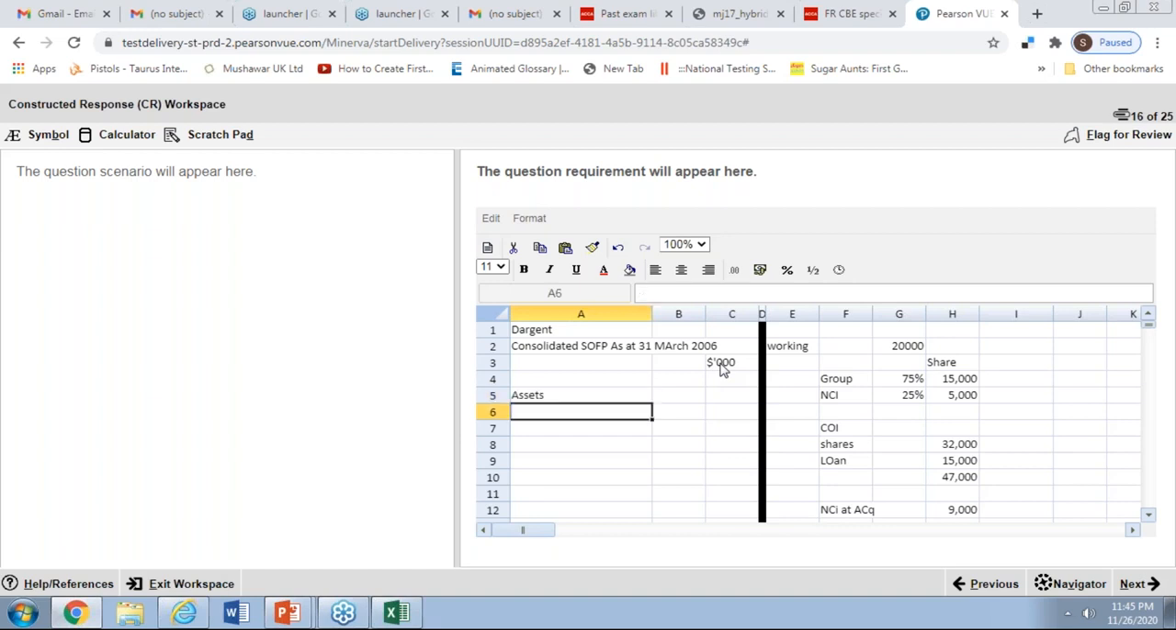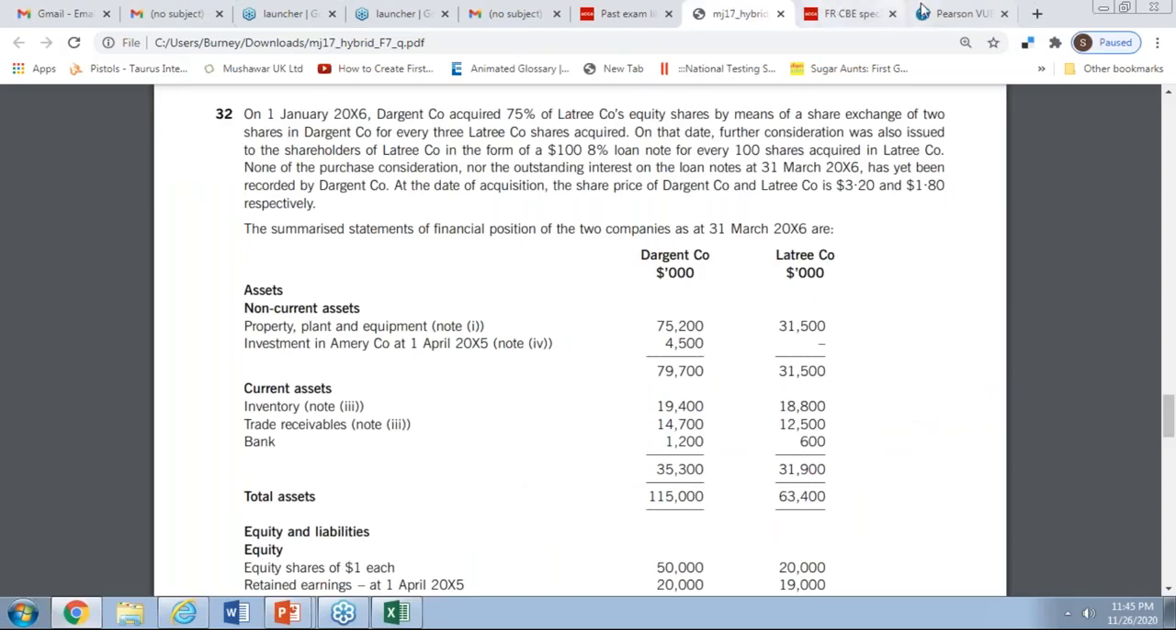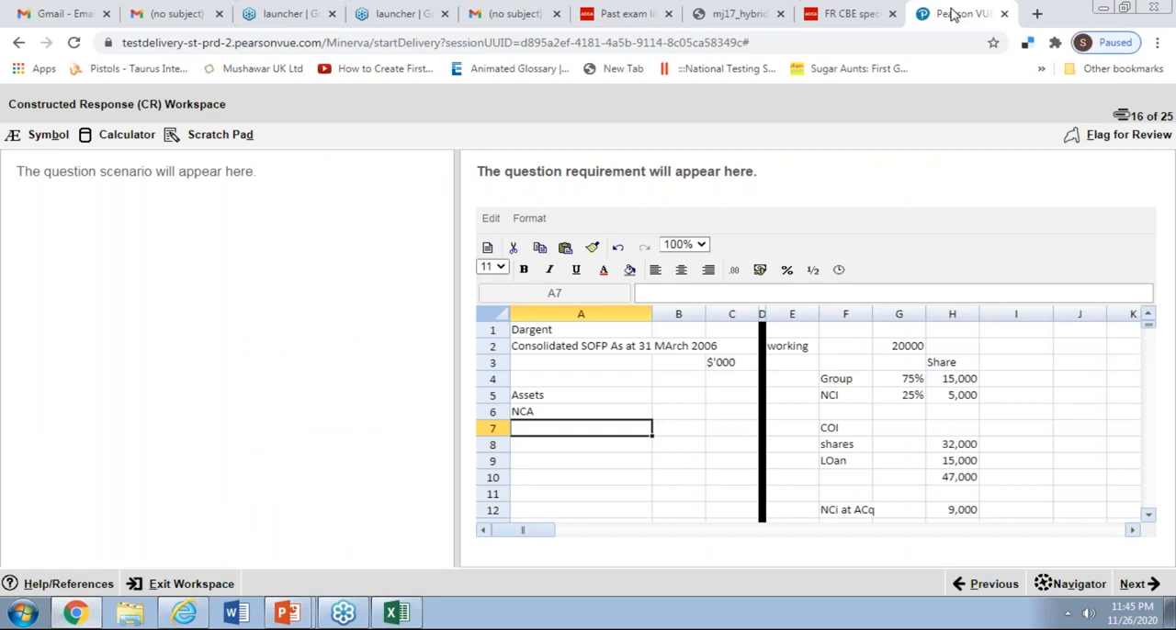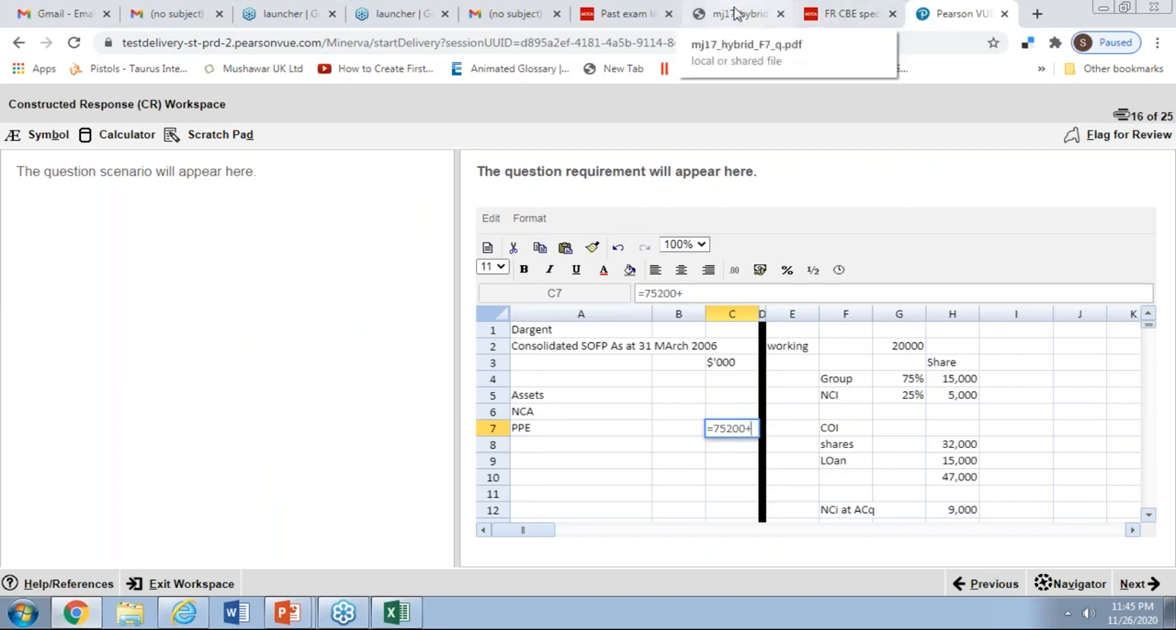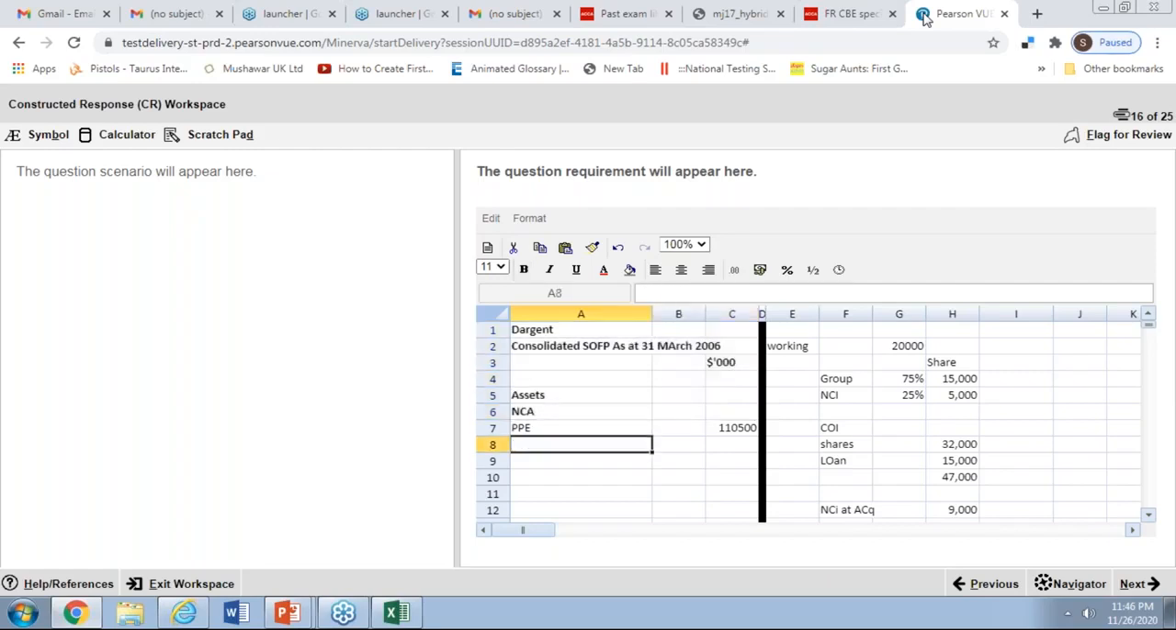Now starting from the assets. Starting first asset is non-current asset. In the non-current asset section, we can see that we have property, plant and equipment, 75,200 and 31,500. So PPE, it's 75,000. You can do working directly in the cell plus 31,500 plus adjustments of 4,000 that we made minus depreciation of 200 we have done. So the amount will be, make it more presentable, we are making it bold. Goodwill is already calculated here.